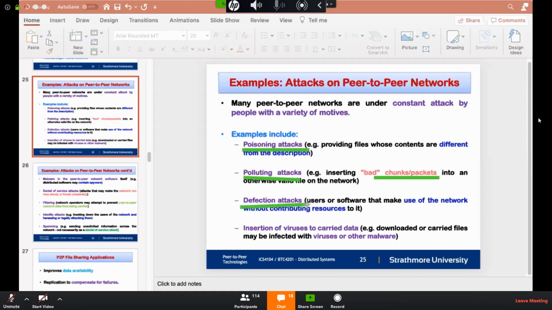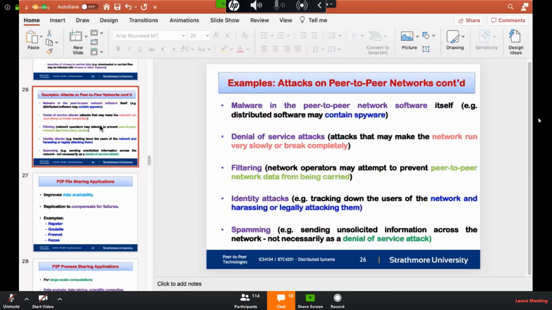Then there are free-riding attacks, where users or software make use of the network without contributing resources. Remember, we wanted to combine the resources. Of course, they can also insert viruses in the carried data. So when you download that file, you have malware. Because you are interested in that particular file, if you're not careful and your system is not well secured, you will end up downloading it. So we have issues of malware.